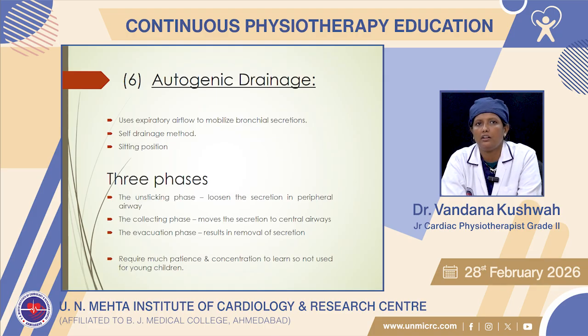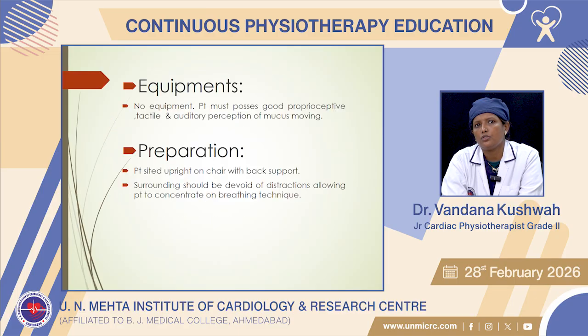Sixth is autogenic drainage. It uses expiratory airflow to mobilize the bronchial secretions, a self-drainage method in sitting position. It also includes 3 phases. First is the unsticking phase, in which secretion in the peripheral airways is loosened. The collecting phase moves the secretion to central airways, and the evacuating phase results in the removal of the secretion. It requires a motivated patient and concentration to learn, so it is not used for young children.